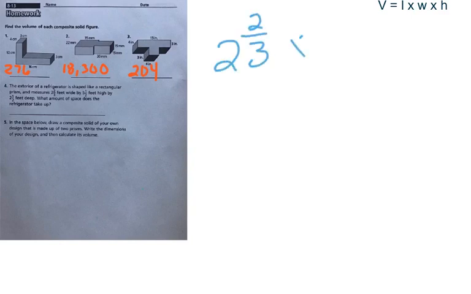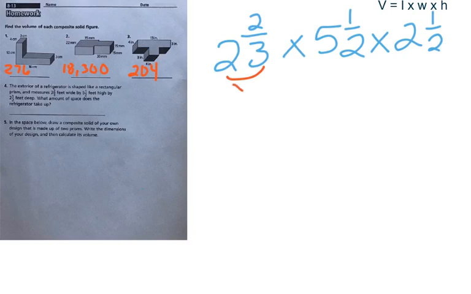2 2/3 times 5.5 times 2.5, and you're just going to multiply those fractions together. Remember, when multiplying fractions, you want to take your mixed number and convert it to a fraction.